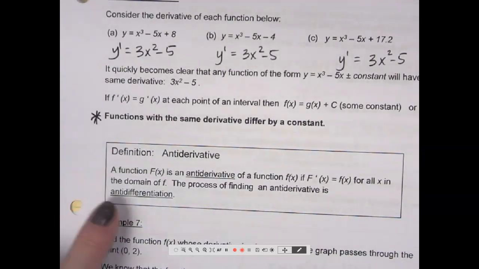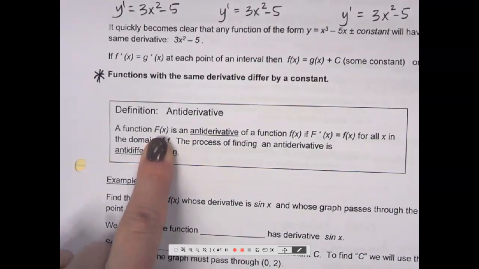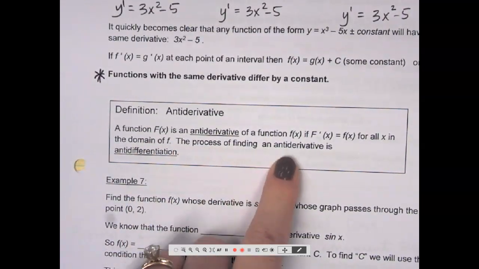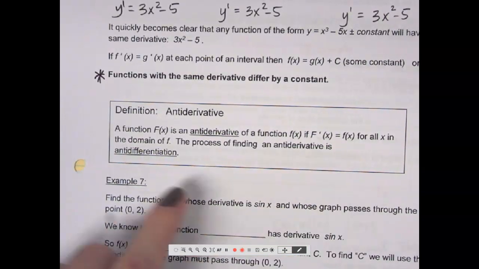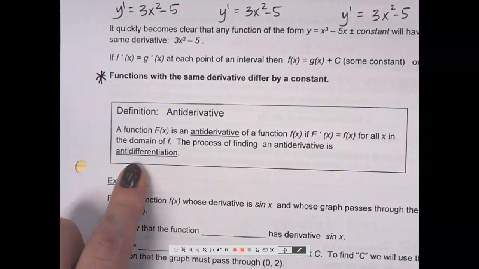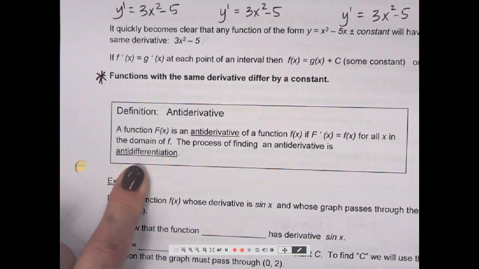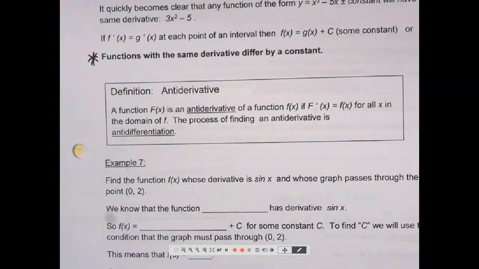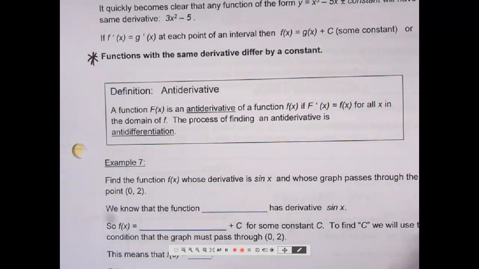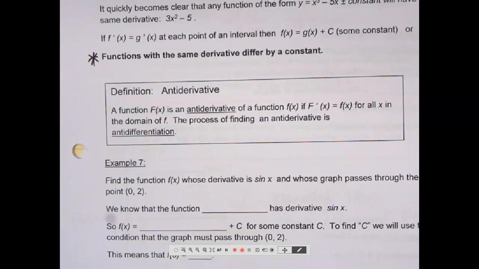Put your brain in reverse. A function capital F of x is an antiderivative of a function f of x if F prime of x equals f of x for all x in the domain of f. The process of finding an antiderivative is antidifferentiation. How many syllables does that word have? Anti-differentiation. 8 syllables.